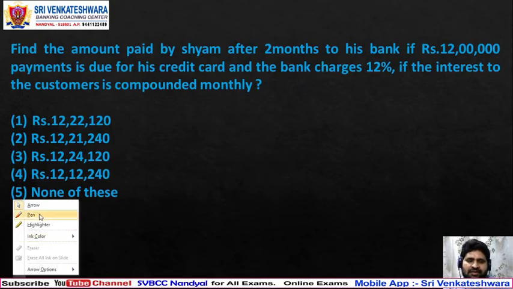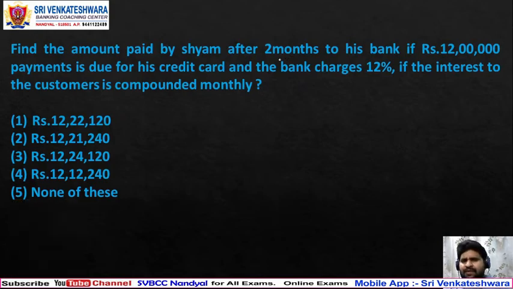Look at this case. What are they saying? Find the amount paid by Sam after 2 months to his bank if a payment of 12,000 is due on his credit card and the bank charges 12%, if the interest to the customers is compounded monthly.